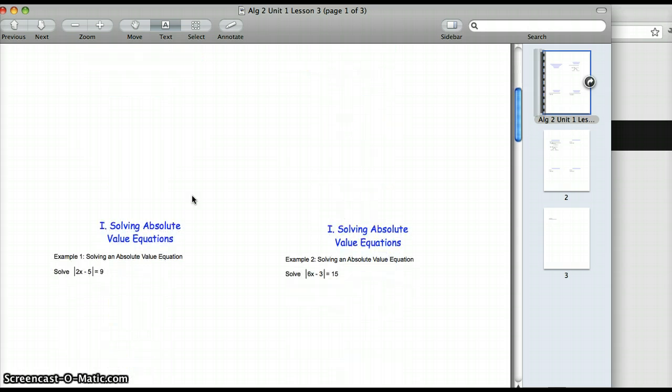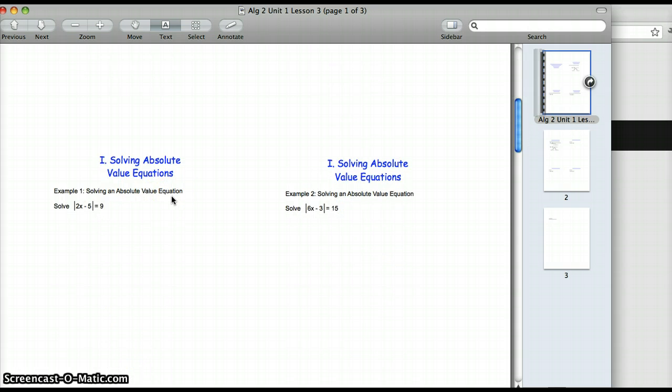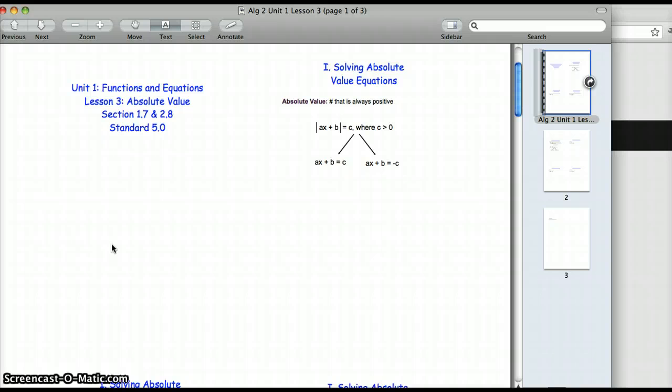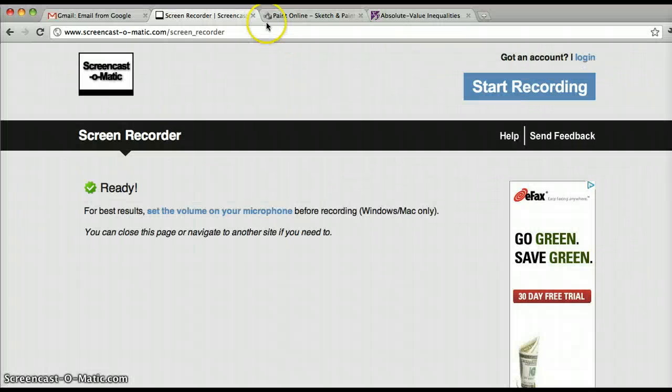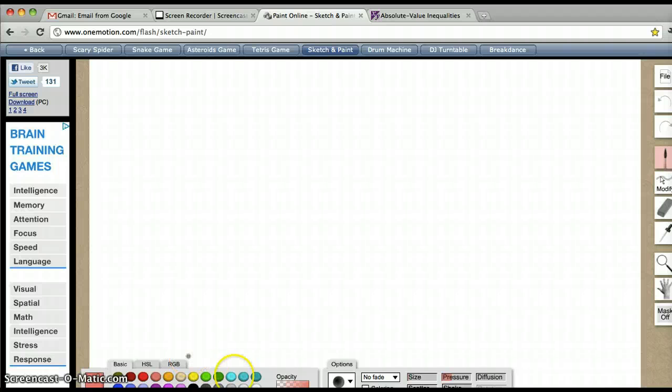So let's go on down. It says solving absolute value equations. So let's go ahead and set this up. Now remember, let's go back up for a second. This c can be positive or negative. So we're going to write this equation as 2x minus 5 equals 9 and 2x minus 5 equals a negative 9. All right, so let's go ahead and set up our equation.